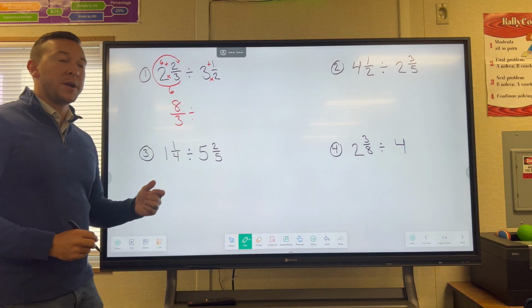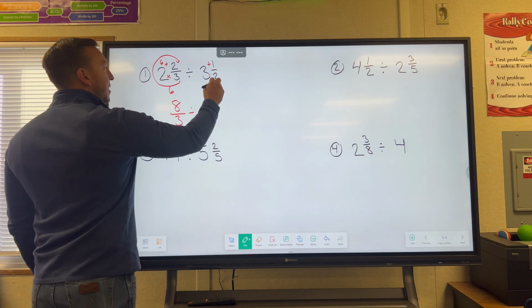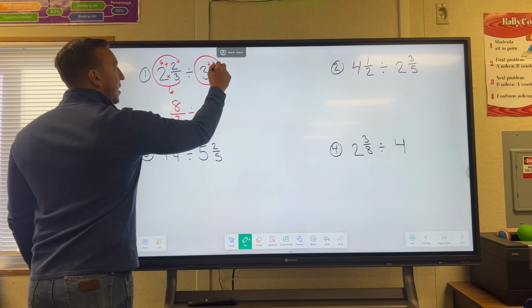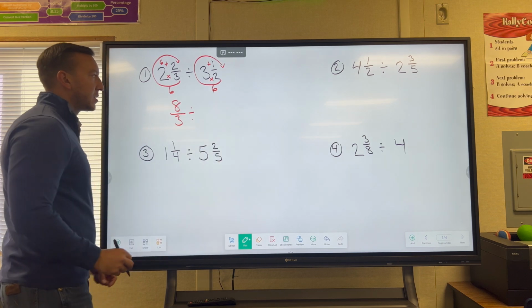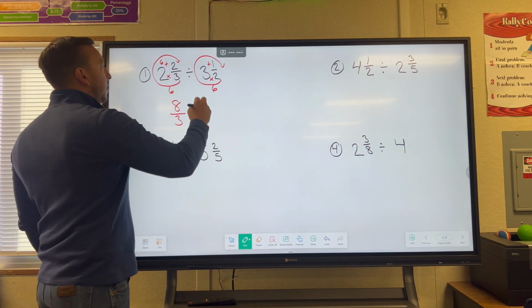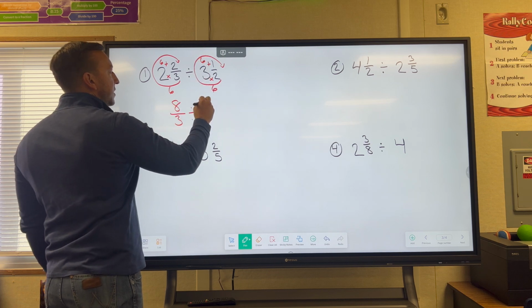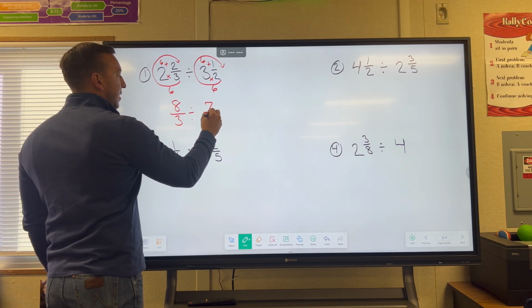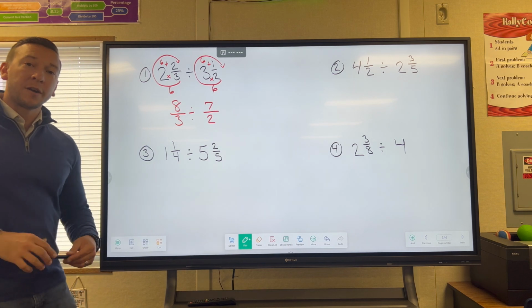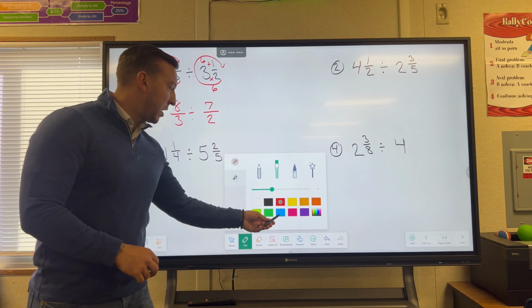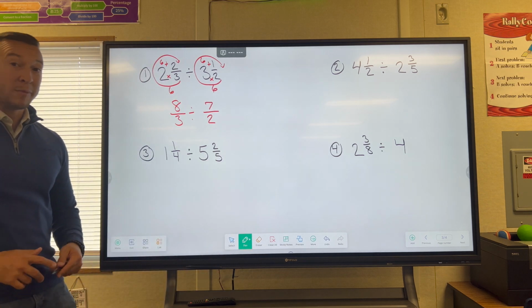Now I'll do the second one. Spin wheel method again, just like that. 3 times 2, again, 6. It's going to go all the way up. 6 plus 1 is 7 over 2. So we've completed our first step. We've turned these now into improper fractions. Do you remember the second step?